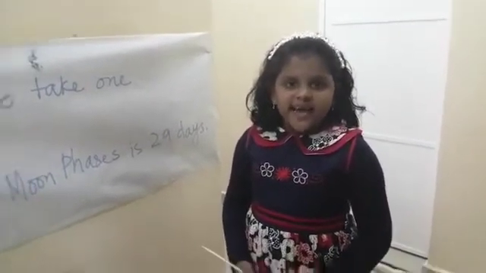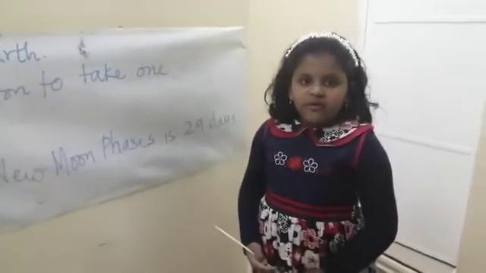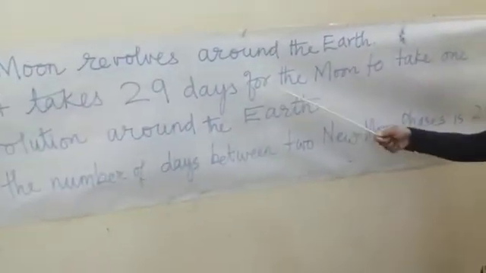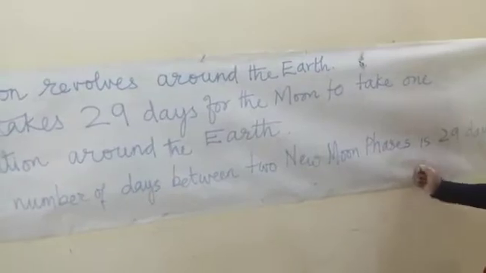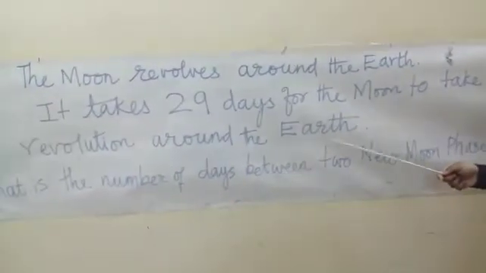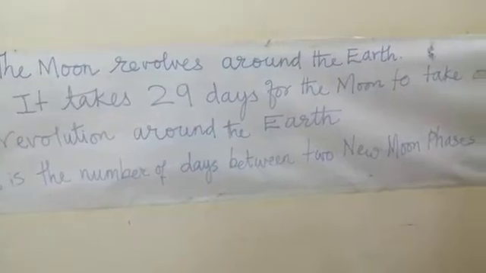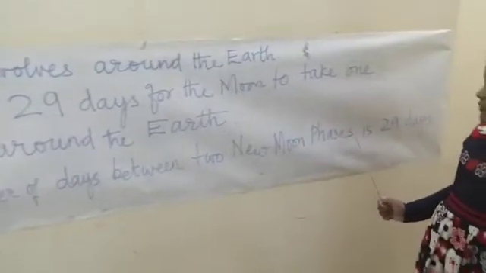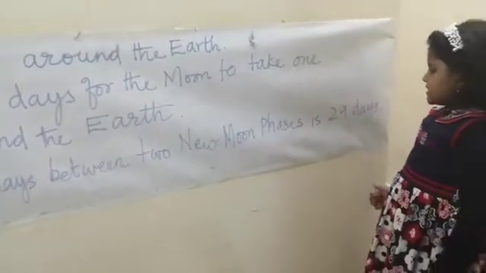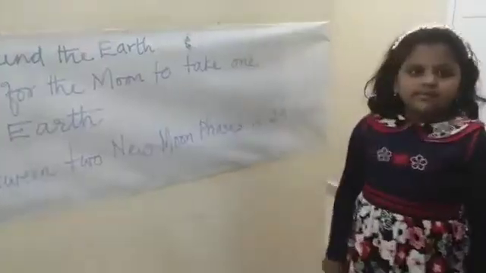As we have already said that the moon revolves around the earth. It takes 29 days for the moon to take one rotation around the earth. That is the number of days between 2 new moon phases is 29 days.